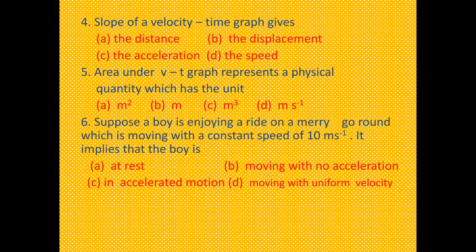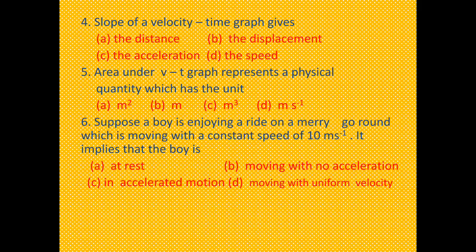Question number 4, slope of Vt graph, that is velocity time graph, gives A, the distance, B, the displacement, C, the acceleration, D, the speed. Slope of velocity time graph gives the acceleration. So C is the correct answer.